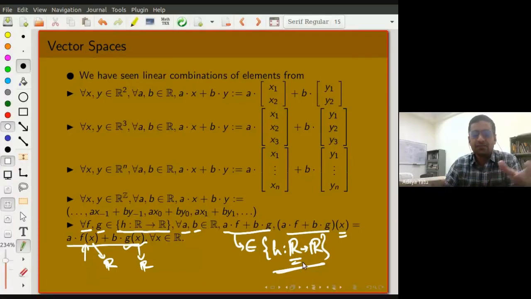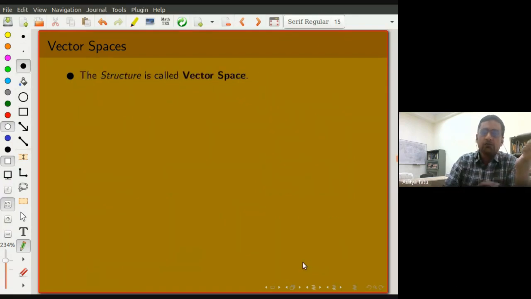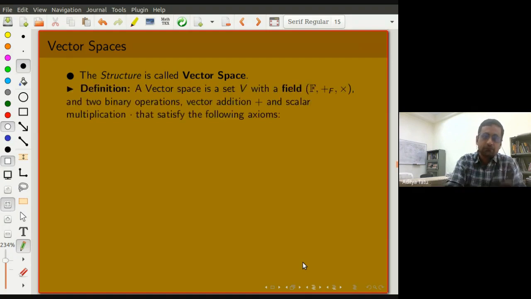So again, it seems to be a common structure here. The sets are very different, but as far as linear combination is concerned, there is hardly any difference between all of this. So the commonality, or the essence of all of this, is the structure that we call vector space. Let me define what a vector space is. A vector space is a set, first of all, V, equipped with another set.